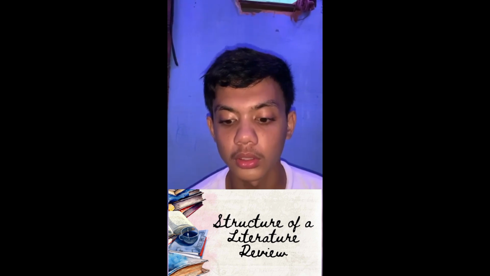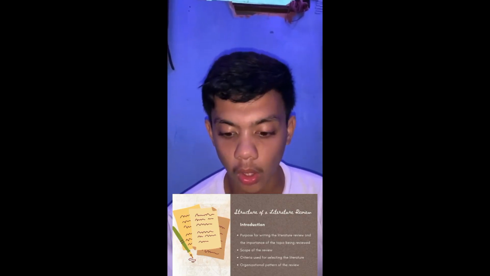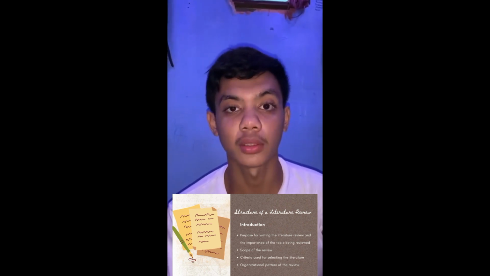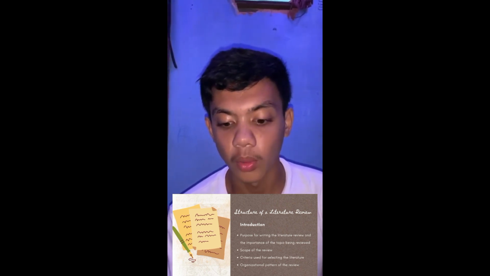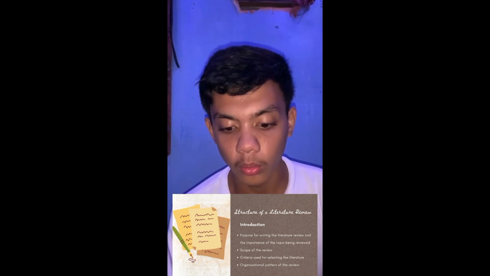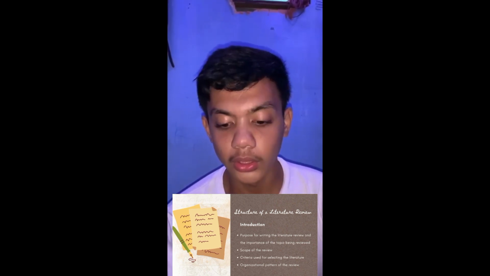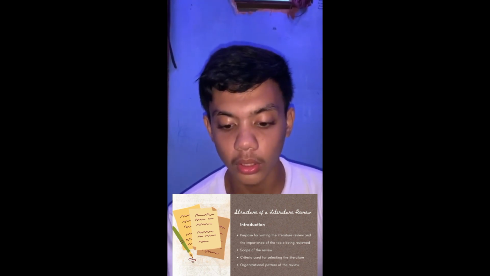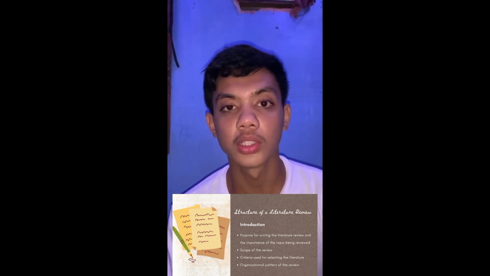This is the structure of a literature review. The introduction of a literature review includes: one, purpose, why the review is being written and why the topic is important; two, scope, what the review will cover; three, criteria, how the literature was selected; four, organization, how the review is structured. Let's go to the body.